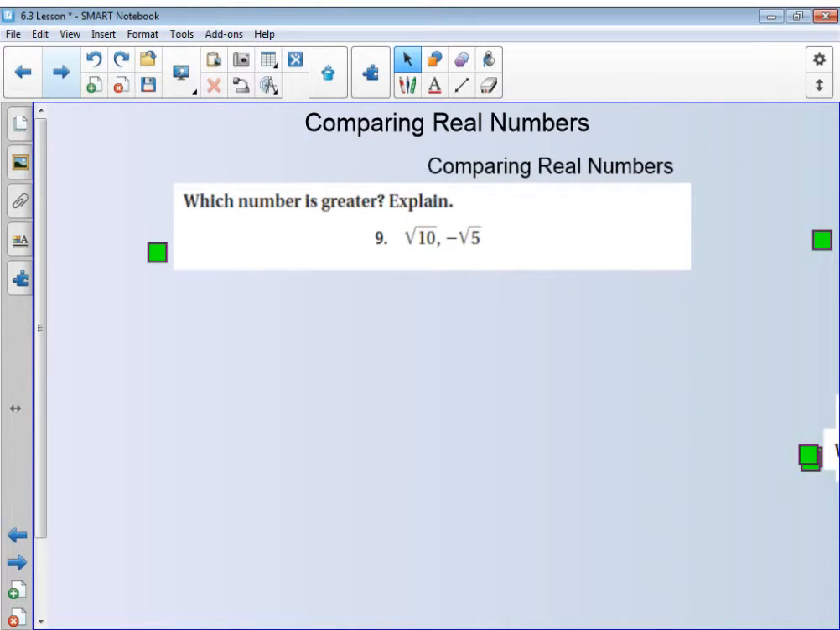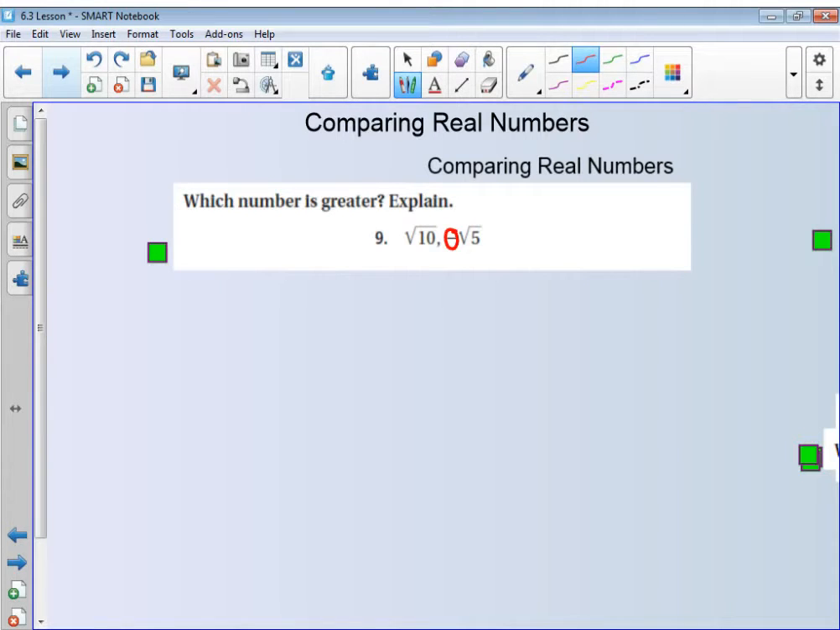Okay, so comparing again, which number is greater, the square root of 10 versus the negative square root of 5. So here they're giving us two square roots that are not perfect. Okay, the first thing I look at here is I'm noticing there's a negative in front of this one. I don't even have to convert these into their decimal or anything or approximate them. I know that the smaller number is the negative.